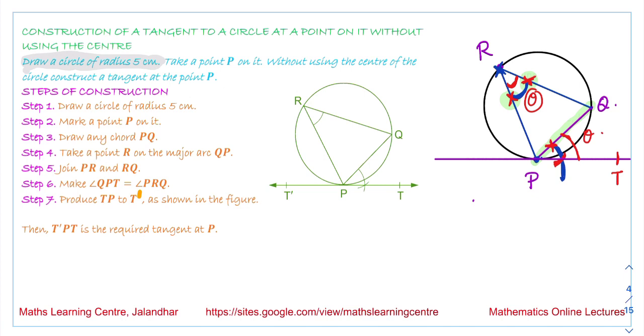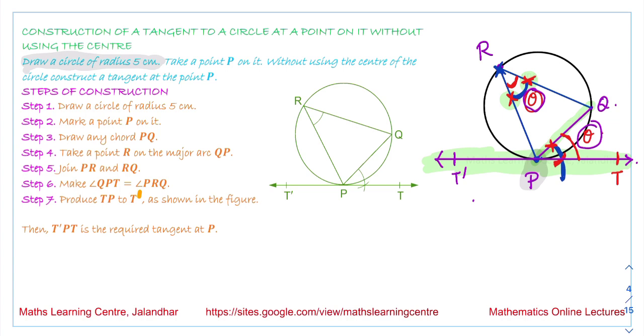We say this point is T. If we extend this line on both sides, say this point is T dash. This is the line we have obtained. Both these angles are theta. So this T dash T line is the required tangent at the point P.